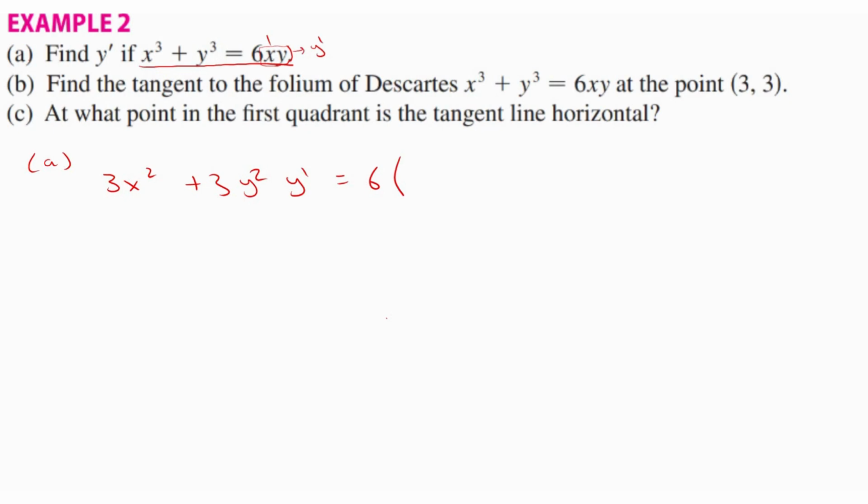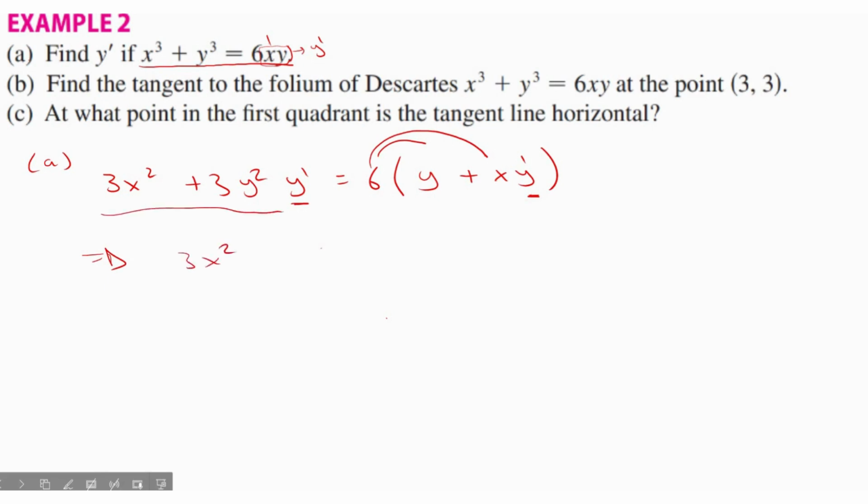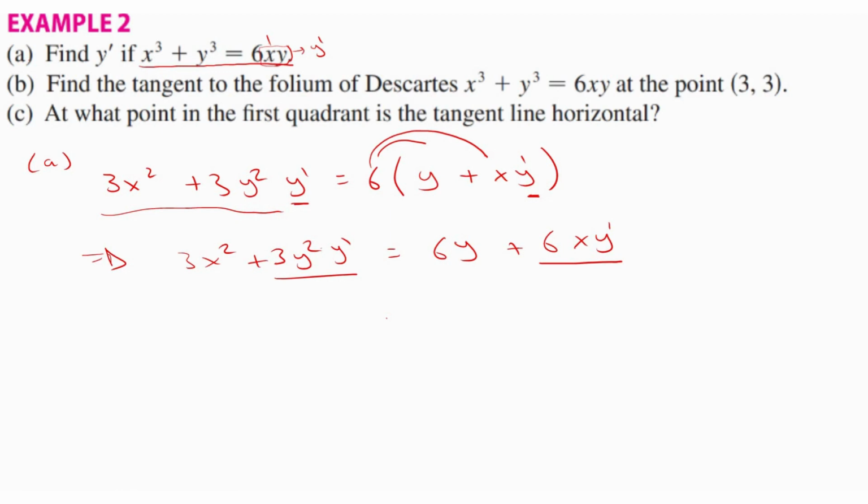Now using the product rule, we will be multiplying 1 times y, which is y, plus x times y prime, and this is what we will get. Now if we distribute 6 by y and then we multiply it by x y prime, this is what we will get. This side will stay the same: 3x squared plus 3y squared y prime equals 6y plus 6x y prime. Now basically we want to solve for y prime. That's why we should get these y prime values on one side of the equation and everything else on the other side of the equation.